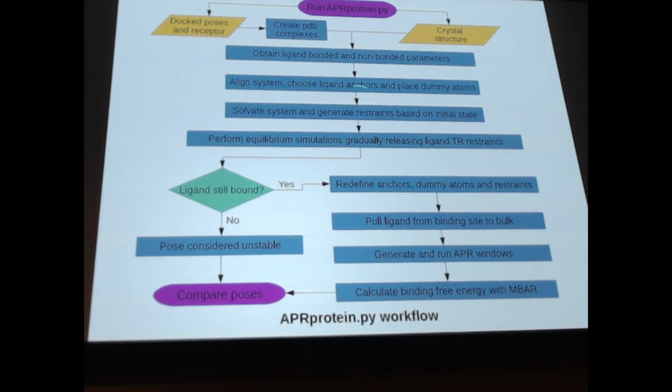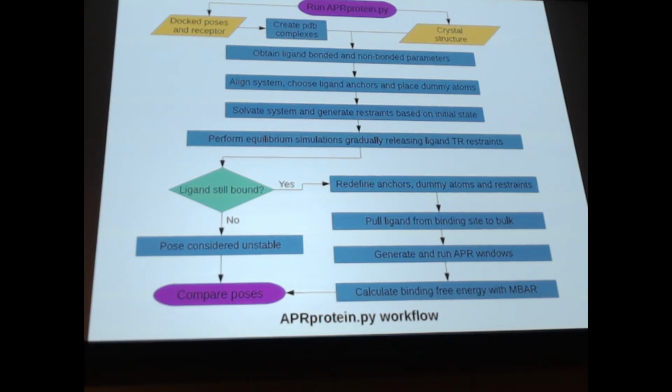So after we solvate the system, we perform equilibrium simulations. You start with the ligand with the translational and rotational restraints applied, and then you slowly release them. So you leave a chance for the protein to adapt to it, or else it might just unbind very quickly. Then you check if the ligand is still bound. If it is not still bound, I consider that this pose is unstable, and I just throw it out. If it remains bound, then I do everything again.